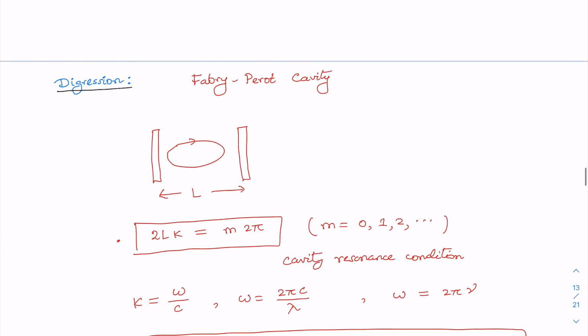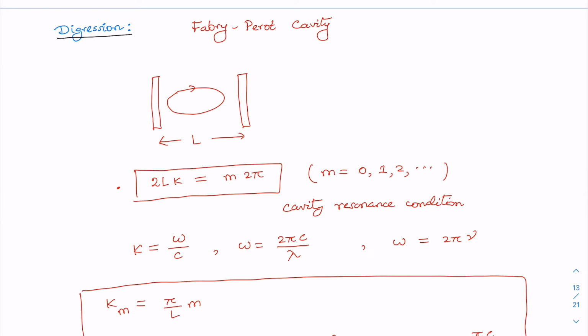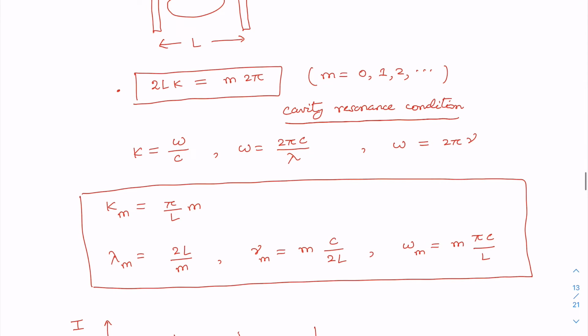As you see, the Fabry-Perot cavity is basically the backbone of the whole system, so we discussed the Fabry-Perot cavity in some detail, and we talked about the cavity resonance condition. This cavity resonance condition can be written in various forms. So what does it basically mean? If light is to enter into the cavity, then this resonance condition has to be satisfied.